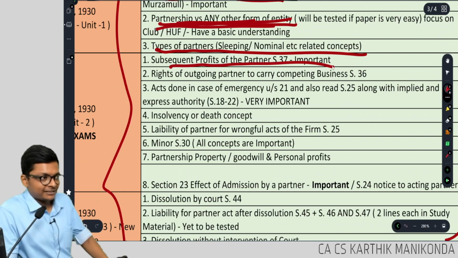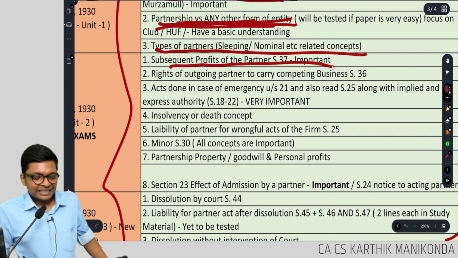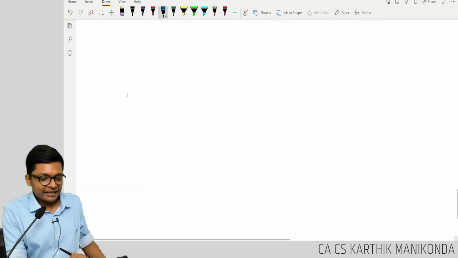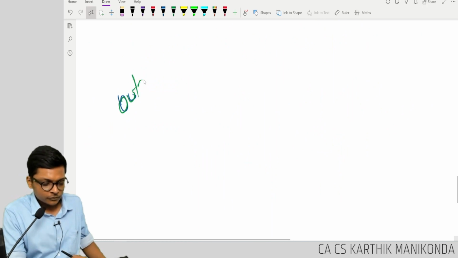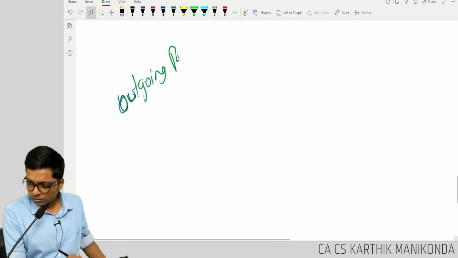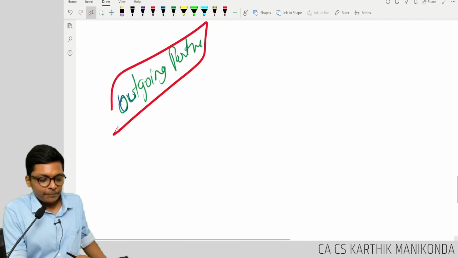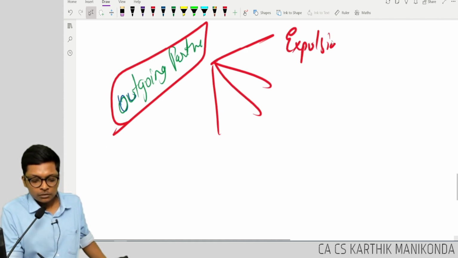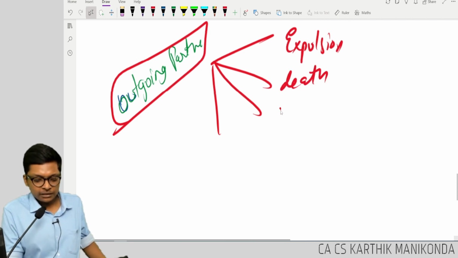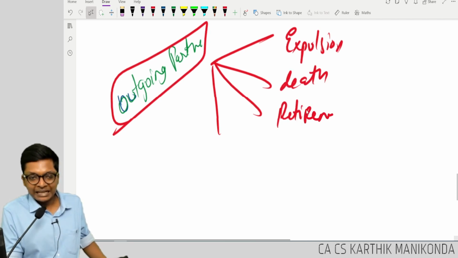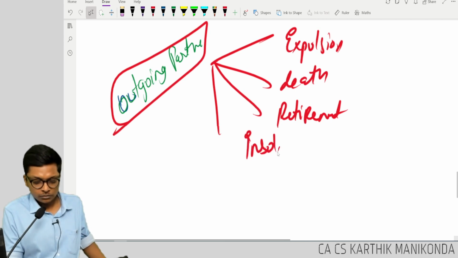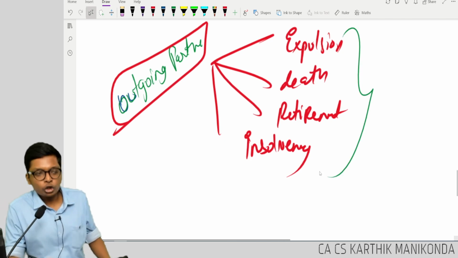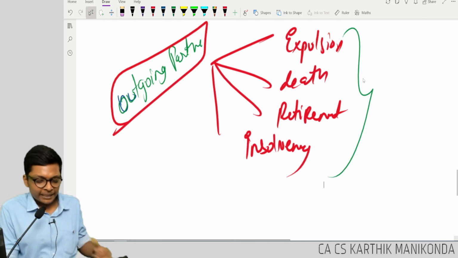Subsequent profit of the partner. See, I am doing only important questions from this. Subsequent profits of partner, Section 37. What is this? Whenever there is going to be an outgoing partner. What are the cases of outgoing partner? Expulsion, death, retirement, insolvency. In all these cases, the outgoing partner has a right to claim what?